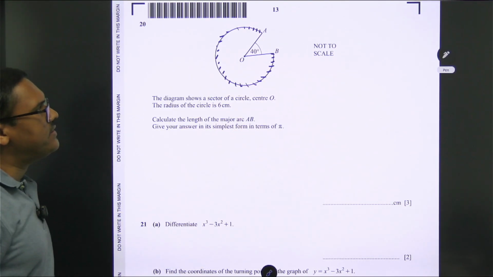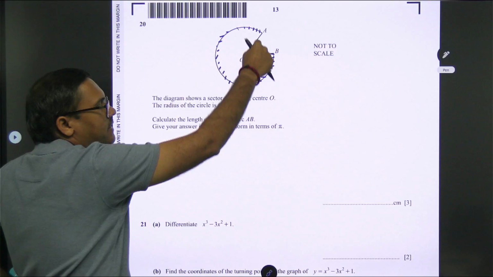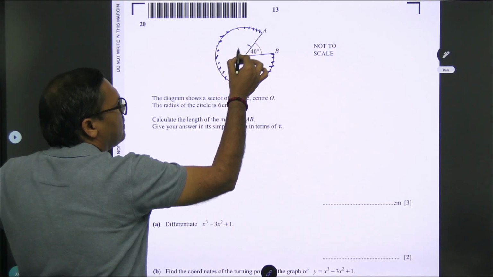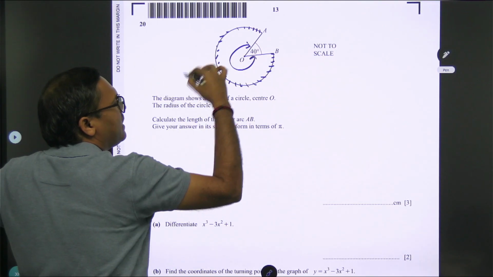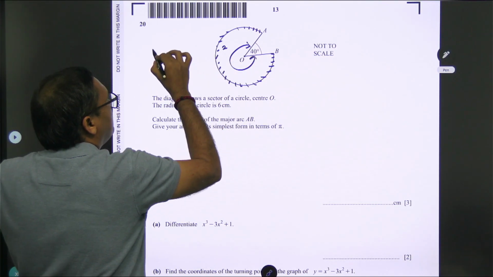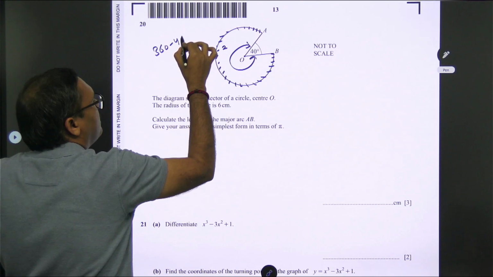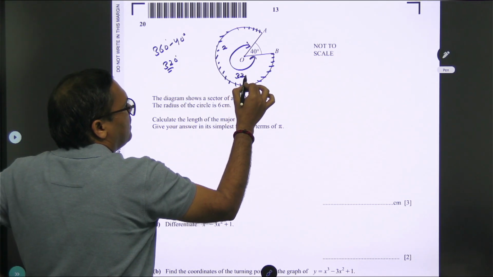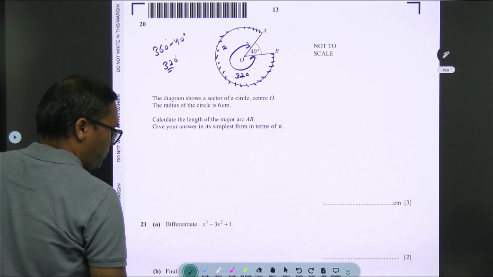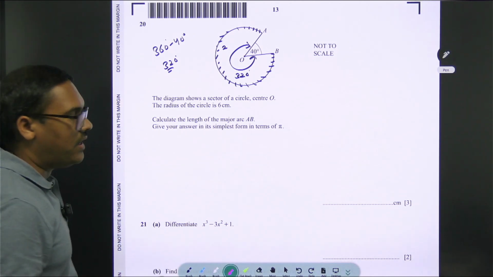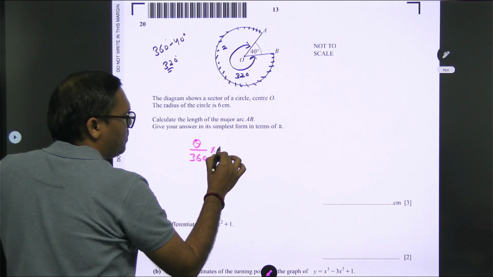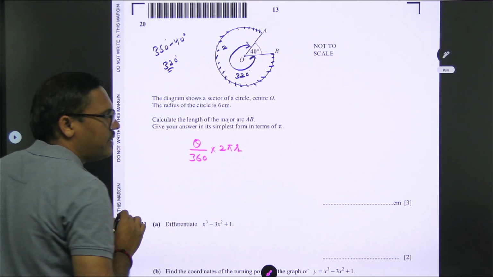So one way to do this is, you can find the length of this arc and subtract from the circle, or otherwise you can say what is this angle. This is 360 minus 40 degree, which is 320 degree. So this angle is 320 degree. And we know the length of an arc. Length of arc is theta upon 360 into 2 pi r.